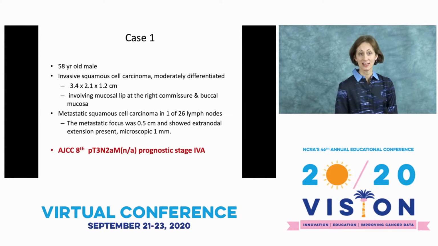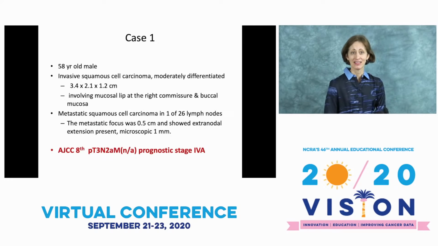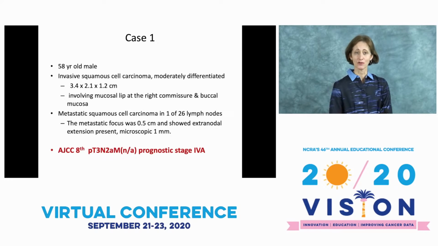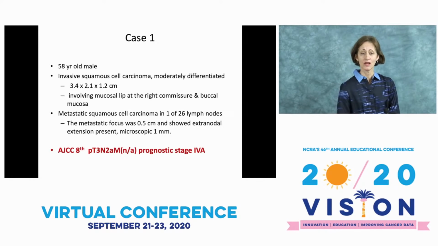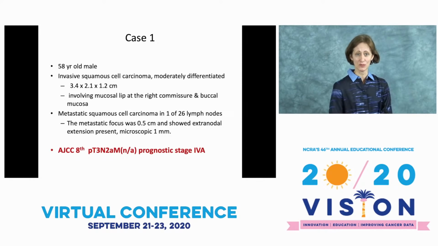So if we put the case together, we had our 58-year-old man. He had a tumor that, although by size would have been a T2, by depth became a pT3. And because of that, lymph node metastasis with extranodal became an N2a. And that actually puts this patient in a poor prognostic stage of 4A.